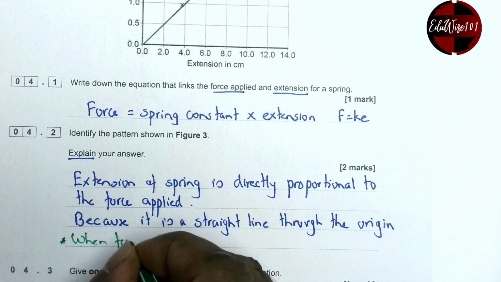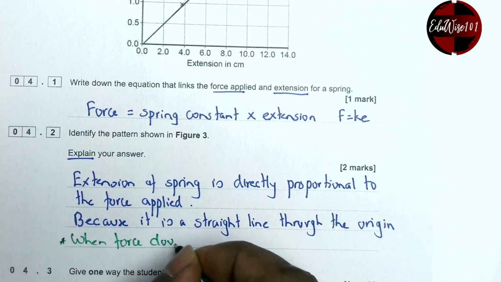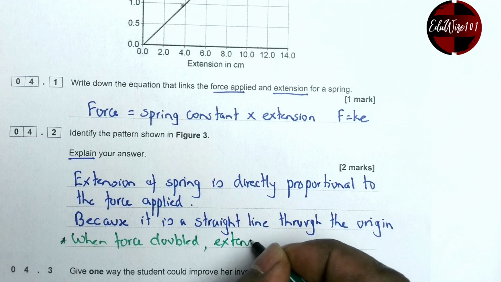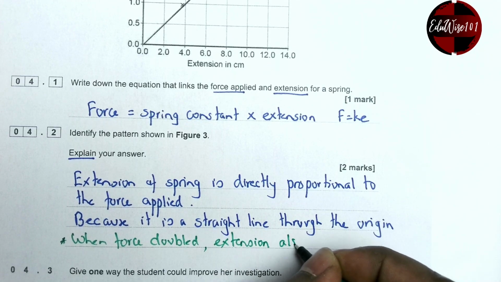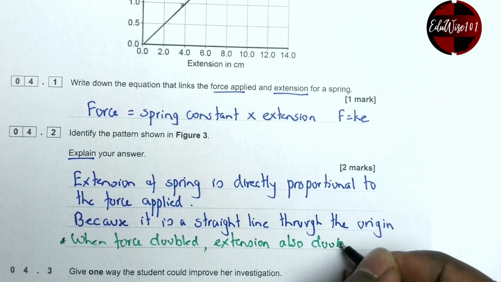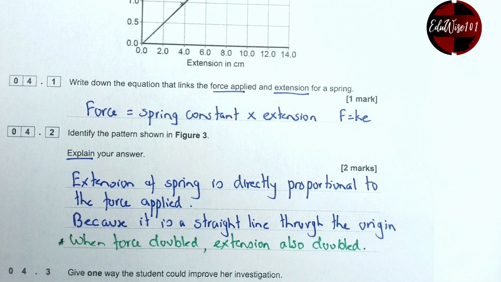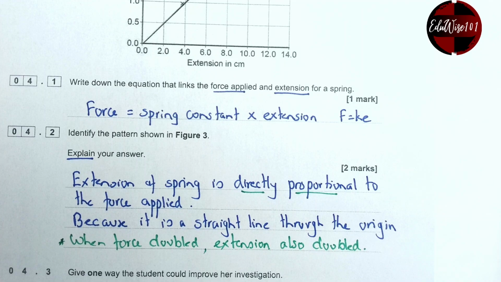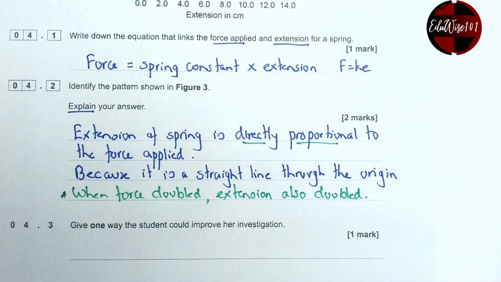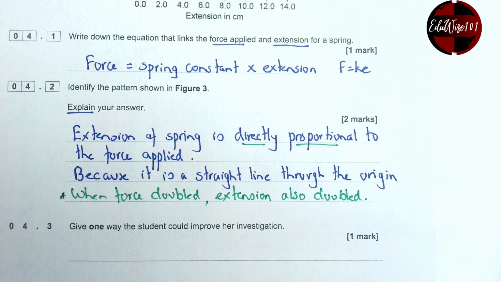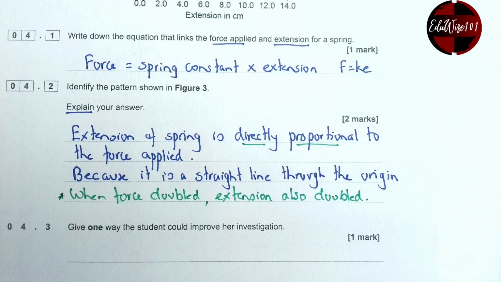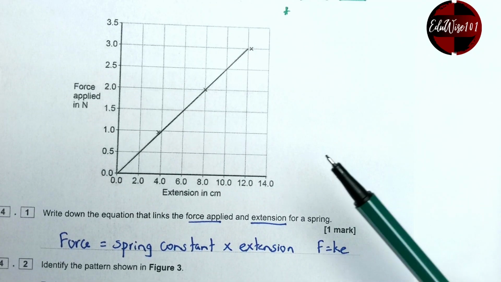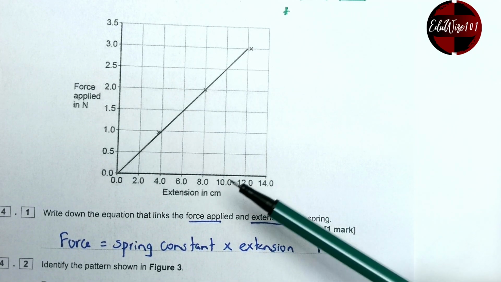When force doubled, extension also doubled. This has to be true for it to be directly proportional. Next question, give one way the student could improve her investigation. So how can you improve it? Because she's trying to find the relationship between the force and the extension.